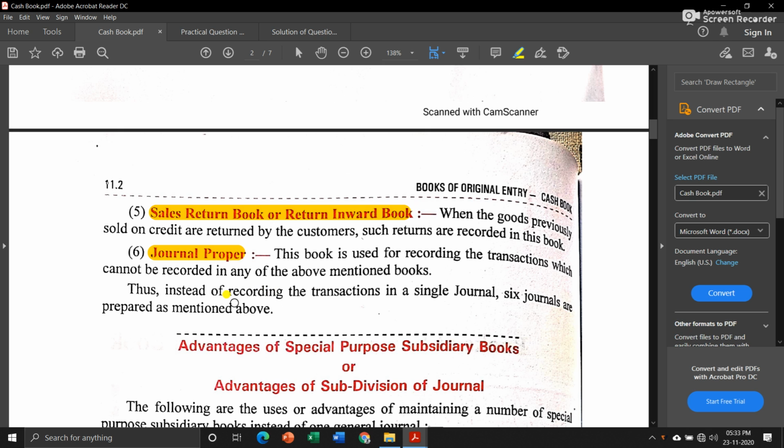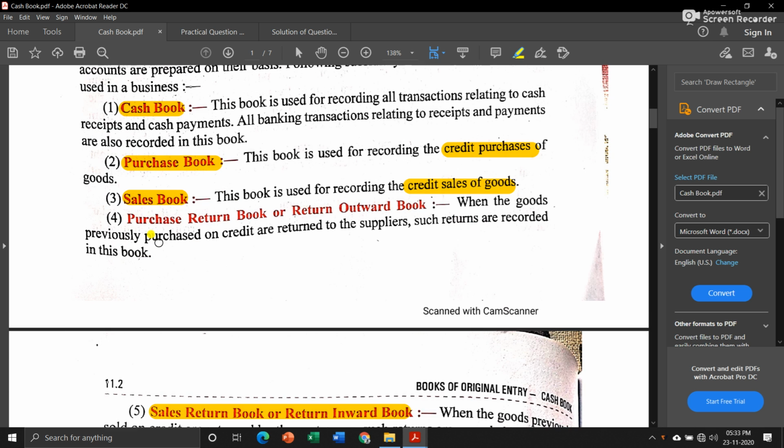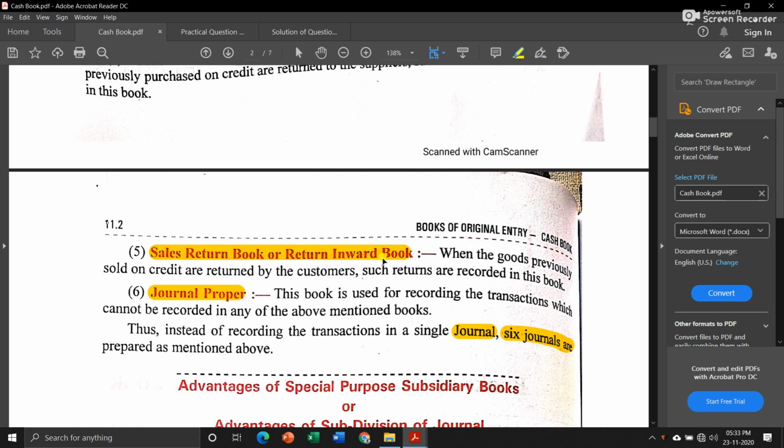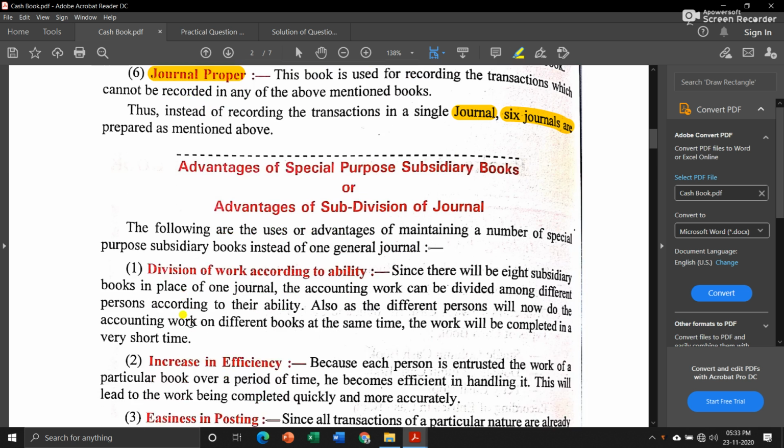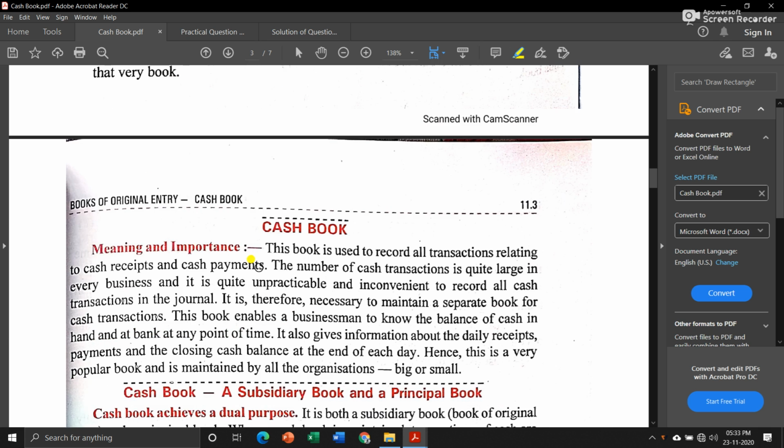Now instead of recording transactions in journal, big institutions or big businesses prepare 6 journals. As we discussed earlier: cash book, purchase book, sales book, purchase return book or return outward book, then sales return book or return inward book, and last, journal proper. There are also some practical advantages of subdivision of journal, and you can give it a reading and you will understand properly.